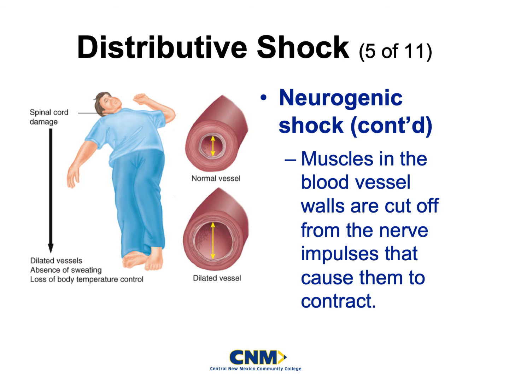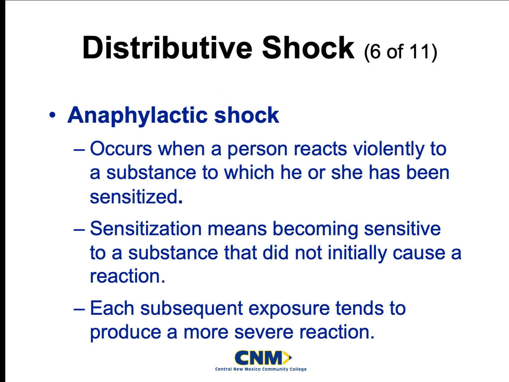You can see the normal vessels there compared to the dilated vessels, and more than likely, we're not going to have a good outcome for our patients when we do see neurogenic shock. Anaphylactic shock, we already covered a little bit also in our respiratory lecture. Anaphylaxis is a beast, guys. Yes, it is considered a distributive shock.